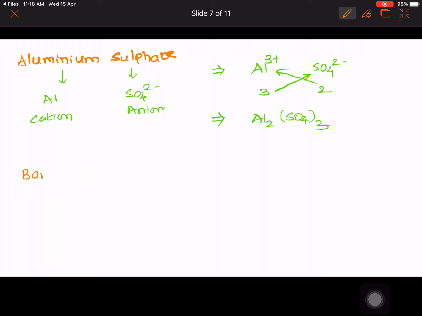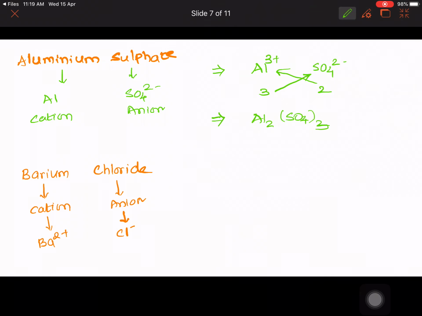Barium chloride. First recognize the cation. Barium is the cation, chloride is the anion. Whenever barium combines with any element in the periodic table, it exists as Ba2+, always acting as a cation, and chlorine exists in the form of Cl-.